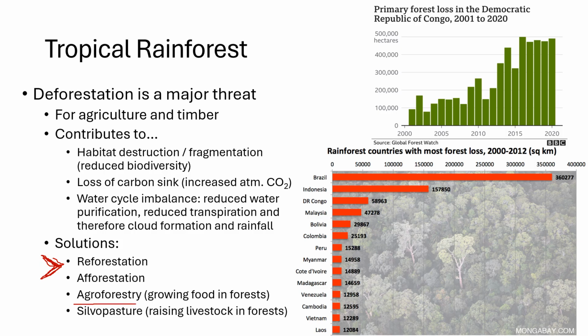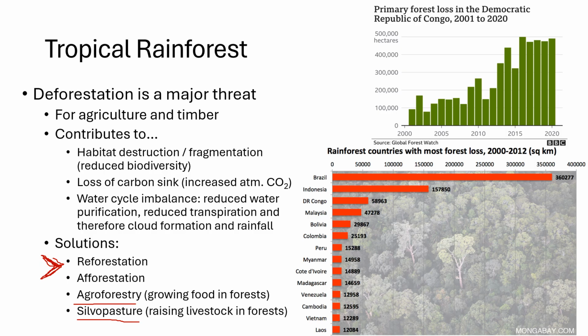Agroforestry is a huge one, so that'd be growing food in the forest. So something like shade-grown coffee, shade-grown chocolate, growing leafy greens in the understory of an otherwise more or less intact forest. And then silvopasture would be raising livestock in the forest. So that would be a great way to prevent deforestation. You could raise the livestock in the forest rather than deforesting it, converting it to pasture land, and then raising the livestock.